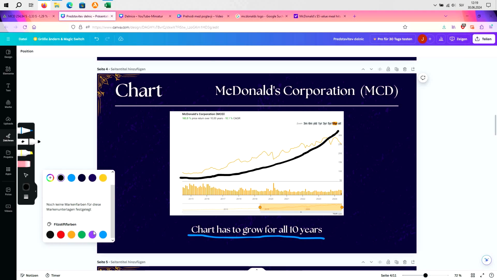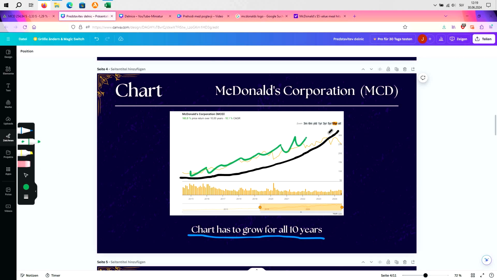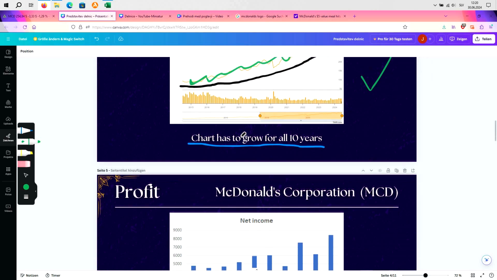Now you can see here that both lines are following each other. The actual stock price is nicely following this line, of course with ups and downs, but generally the stock price chart is a good thing.